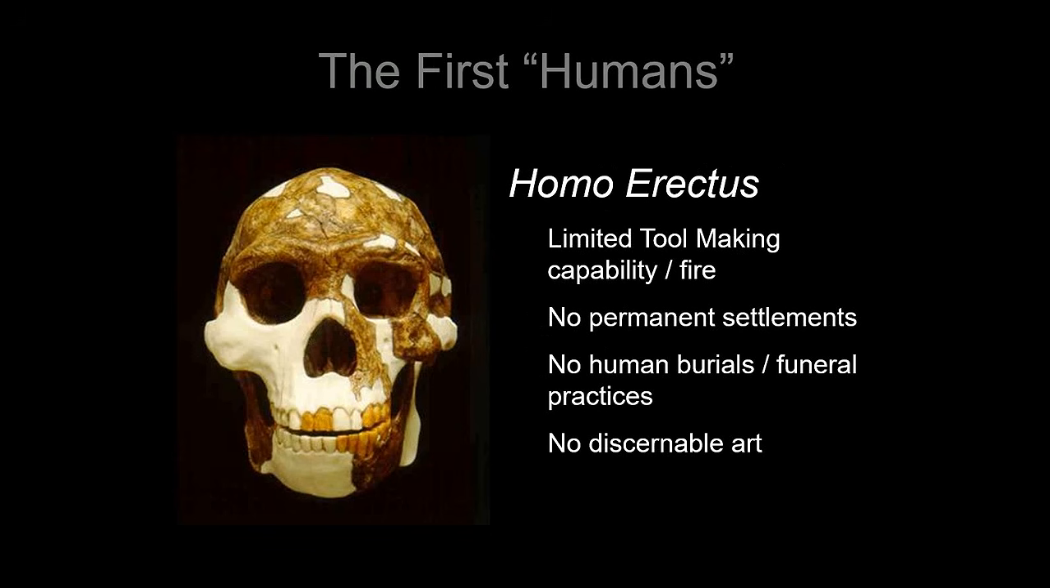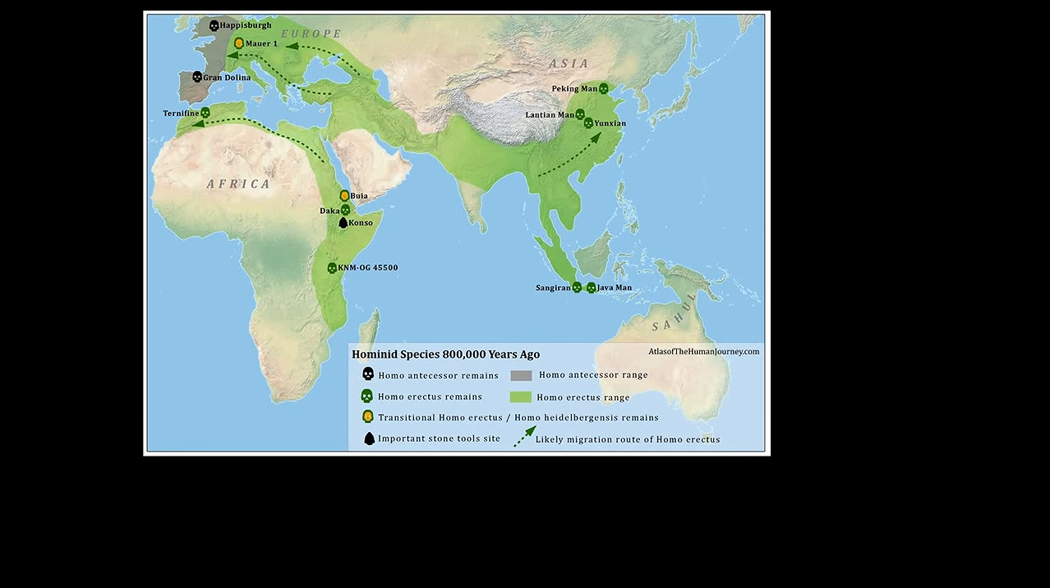But then we move into the time period of the Homo erectus, a time scale from about 1 million to 100,000 years ago. These people had pretty good tool-making capability, and they also mastered fire. They had no permanent settlements, no human burials or funeral practices, that's important, and as near as we can tell, no discernible art. But these were the first humans to actually spread out into the world. The first to leave Africa, cross over into the Middle East, and then cross over into Asia and Europe.